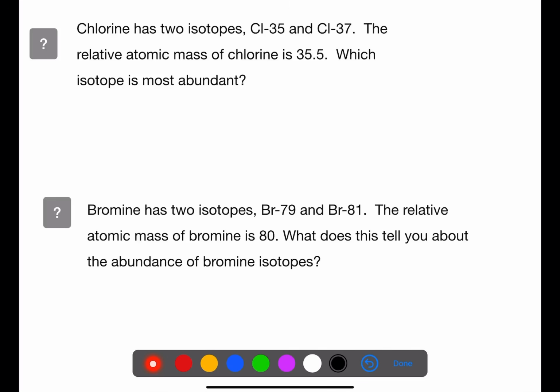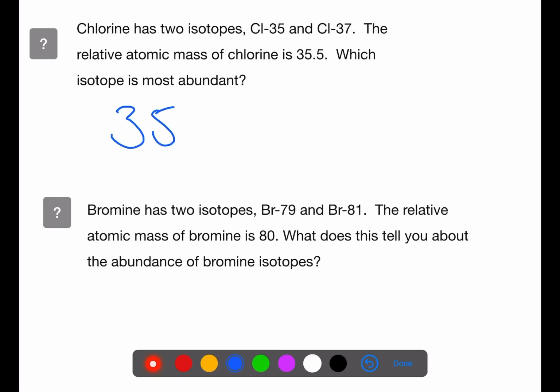Chlorine has two isotopes, Cl35 and Cl37. The relative atomic mass of chlorine found in the databook is 35.5. Which isotope is most abundant? Here we're trying to look to see which isotope is closest to the relative atomic mass. 35 is closer to 35.5 than 37 is. Therefore, 35 is the most abundant isotope. This means that in a sample of chlorine, you will find more atoms with a mass of 35 than you do atoms of a mass 37.